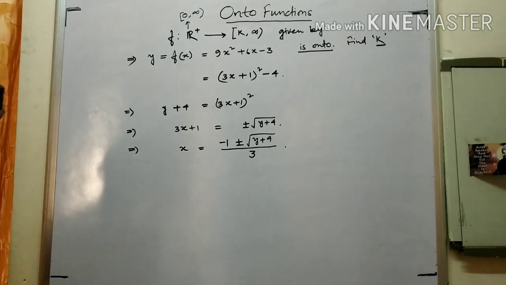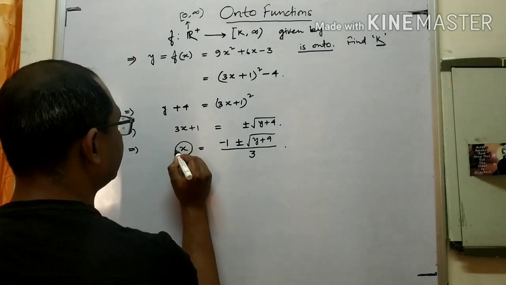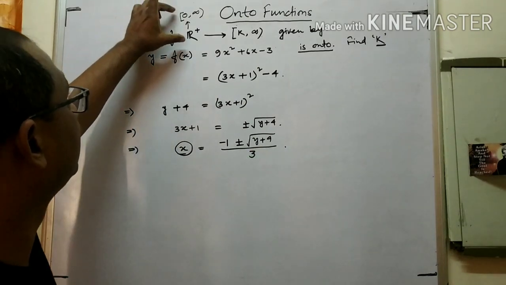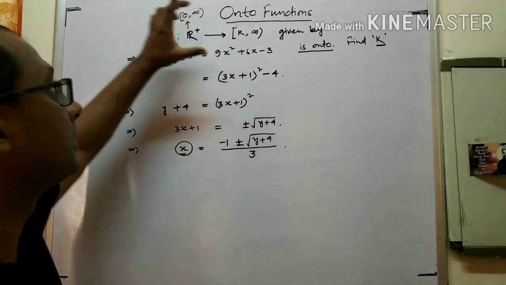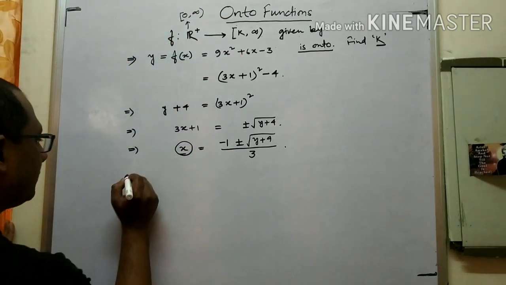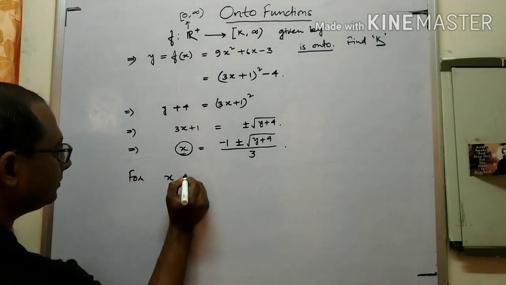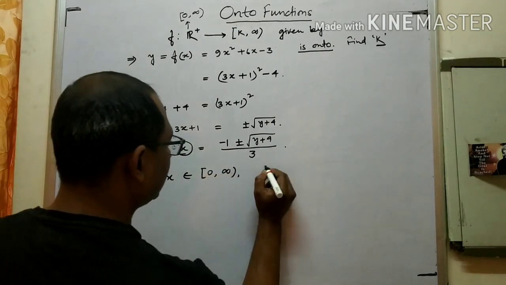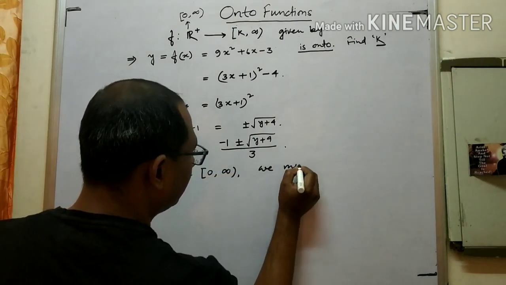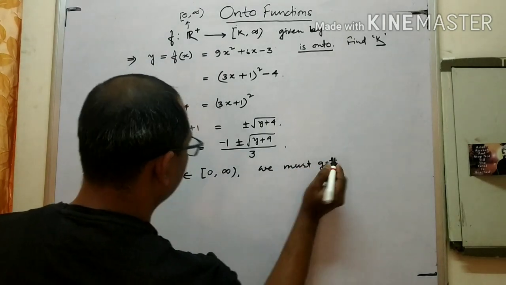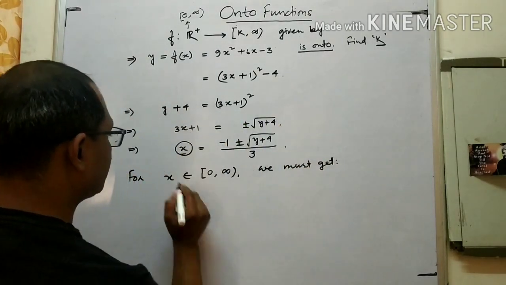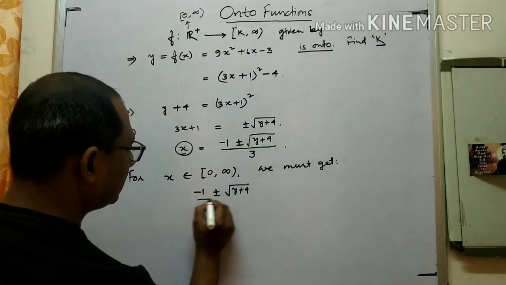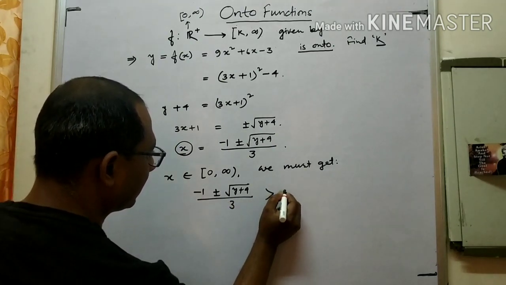Okay, now we have to check for which values of y these values of x are possible, because we know where the values of x lie. They are real and positive, in fact, non-negative. So for x belonging to 0 to infinity, we must get this one to be positive, which means this entire portion, (−1 ± √(y + 4))/3, is greater than or equal to 0.